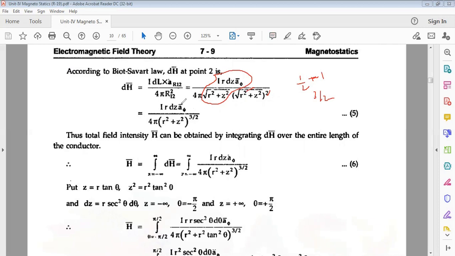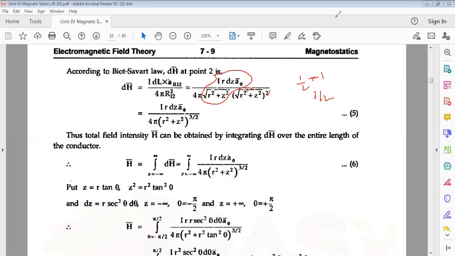Got it, my students? And here, when you take the integral on both sides, h bar is equal to the integral, because it is with respect to z, where z varies from minus infinity to infinity, of I r dz aφ bar by 4 pi into (r square plus z square) power 3 by 2.